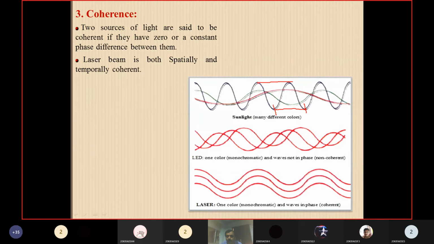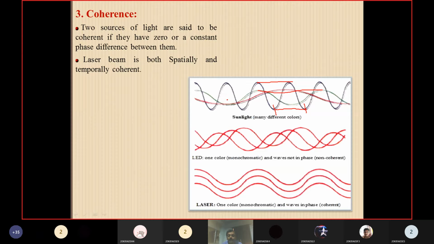If you observe the different waves, this maxima is here, this maxima is here. See here, this wavelength and this wavelength are different. Similarly, if you take another wave, that wavelength is also different. Similarly, the phase difference is also different. So in case of sunlight, it is not monochromatic, that's why it has different wavelengths, and it is not a coherent light.